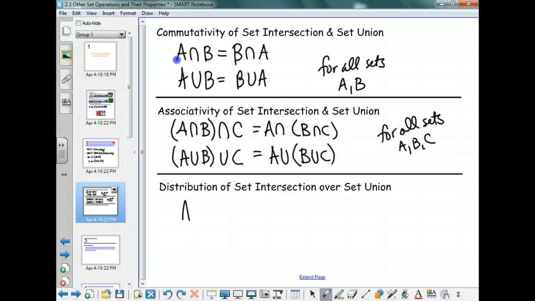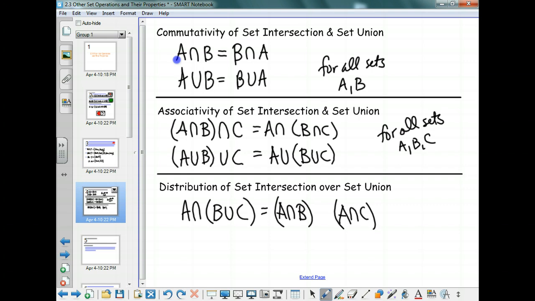So if I have A and I have the intersection of B union C, so notice the symbols don't match, right? I've got an intersection in one place and I have a union in the other. Then the way that this distributes is this is A intersect B. So I'll intersect A and B together. So I'm distributing this A intersect here, and the A intersect is going to come over here to the C. What do you think might go between them? Union will go between them. And then this works for all sets A, B, and C.